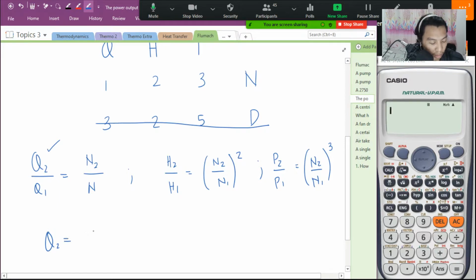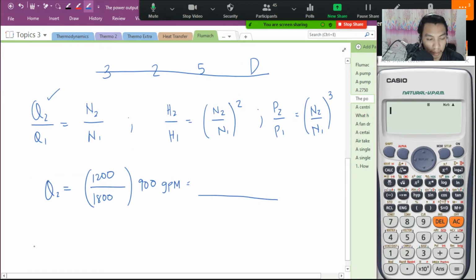So, solve na natin si Q2. Q2 is equal to 1,200 for N2 over 1,800, huwag mo na isama yung unit. RPM naman parehas yan. Multiply to 900 GPM. Ang lalabas is GPM. Okay? How about H2? H1.